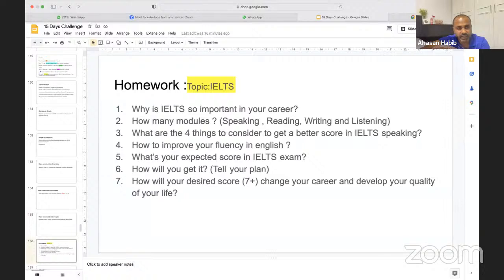And by this time, I'd like to share with you the homework. So this is the homework I'm going to give you. The homework topic is IELTS. Why is IELTS so important in your career? You need to answer how many modules are there in IELTS? What are the 4 things you need to consider to get a better score in the IELTS speaking test, and how to improve your fluency in English? 4 questions. And what's your expected score in the IELTS exam? Tell that. And how will you achieve that? Tell your plan.